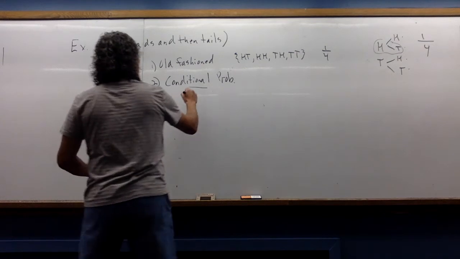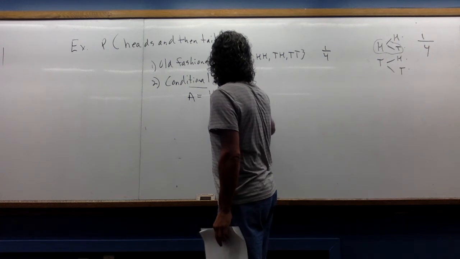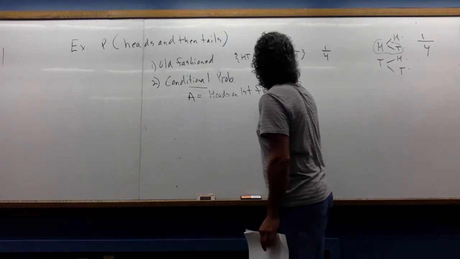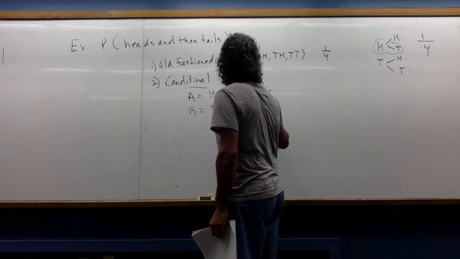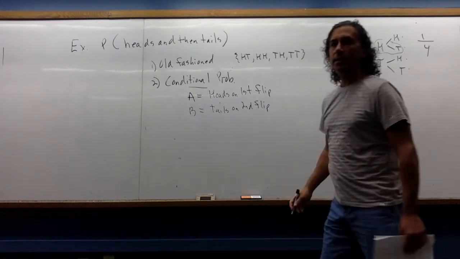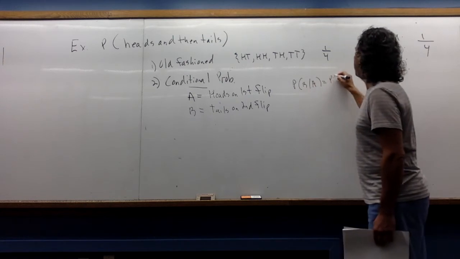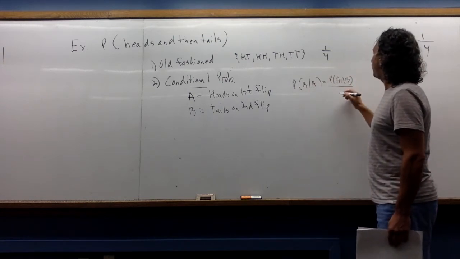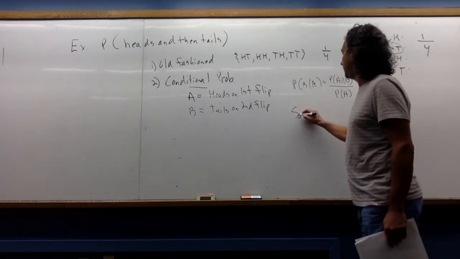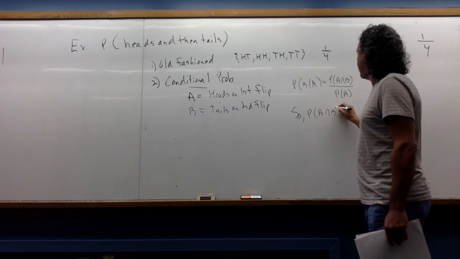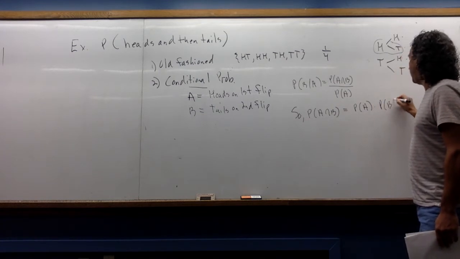Well, let's think of A, the event A, as being heads on the first flip. B being tails on the second flip. So we know that the probability of B given A is the probability of A and B over the probability of A. So this tells us that the probability of A and B, which is what I'm actually interested in, is the probability of A times the probability of B given A.